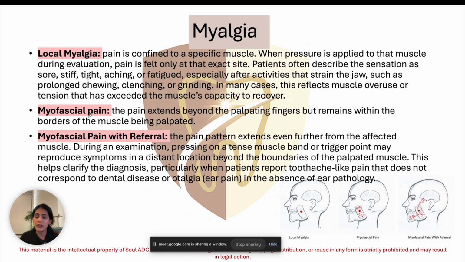Now, myofascial pain, when we talk about it, we are again talking about a single muscle, and there, if you see, the trigger point is here, but the pain is happening around that same muscle.